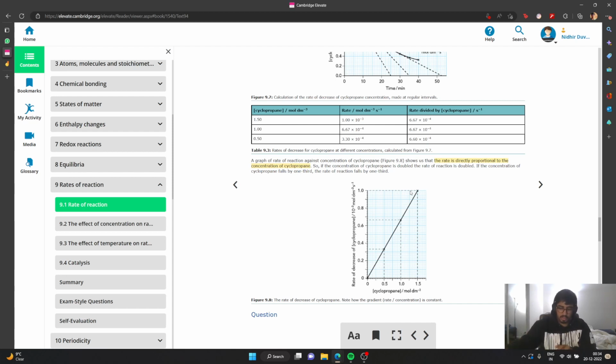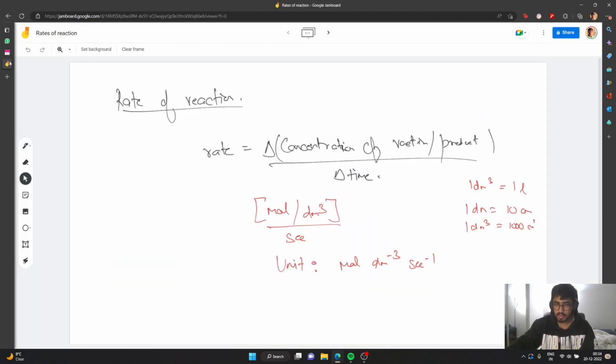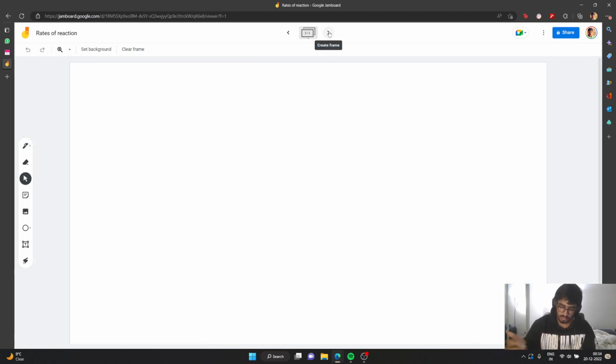So if the concentration is higher, then the rate is higher. This is what we saw experimentally. We saw that if concentration is higher, then the rate is higher.